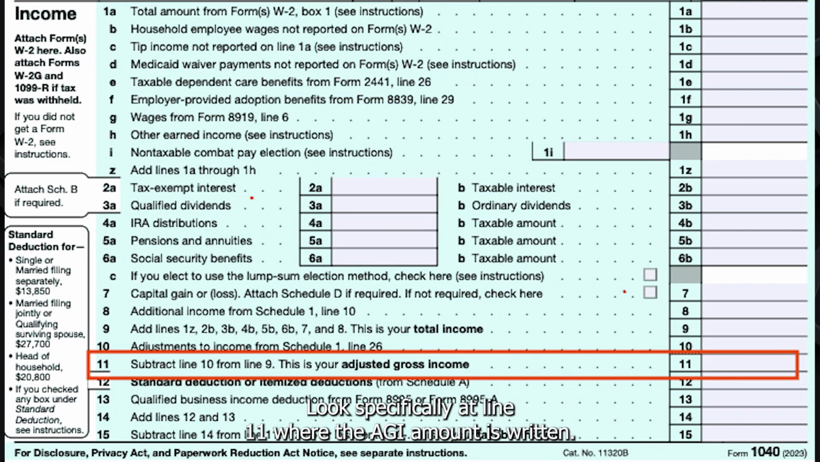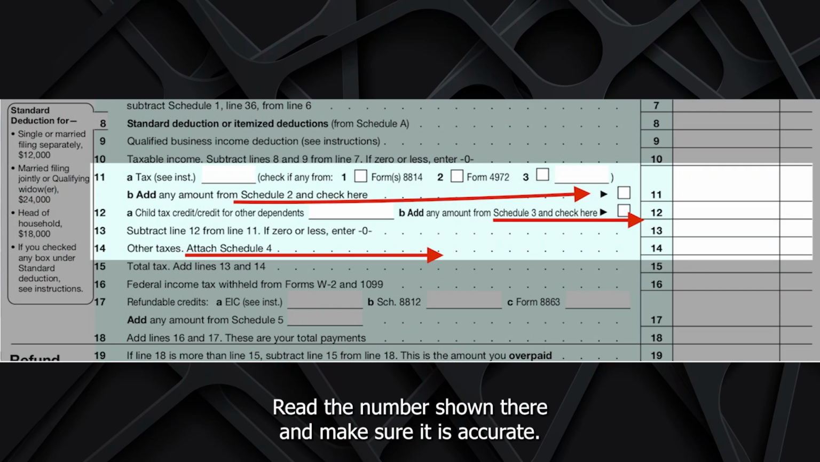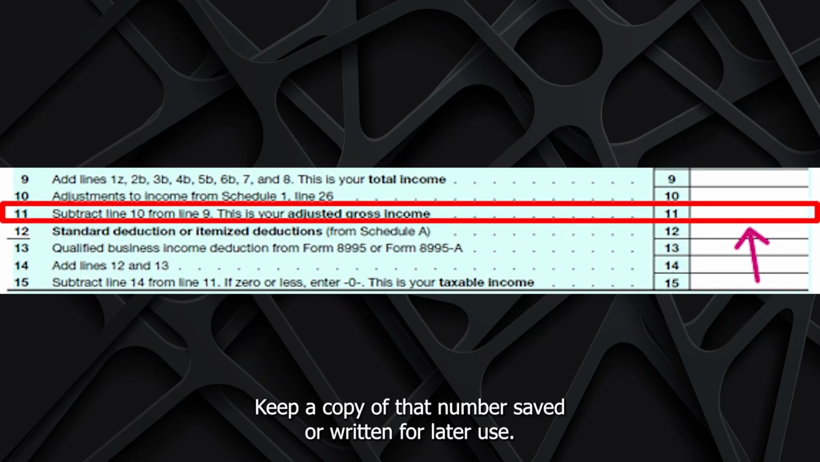Look specifically at line 11 where the AGI amount is written. Read the number shown there and make sure it is accurate. Keep a copy of that number saved or written for later use.